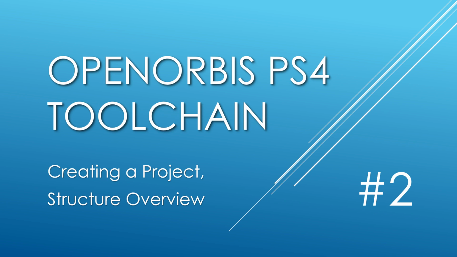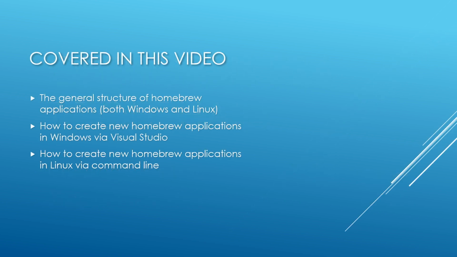In this video, we're going to be looking at how to create a project in both Windows and Linux. Windows, we're going to be doing that through Visual Studio, and Linux through the command line. And we're also going to be looking at the generic structure of homebrew applications and how their files are set up and why they are the way they are. So let's just jump into creating a project first in Windows, and then we're going to do Linux after.